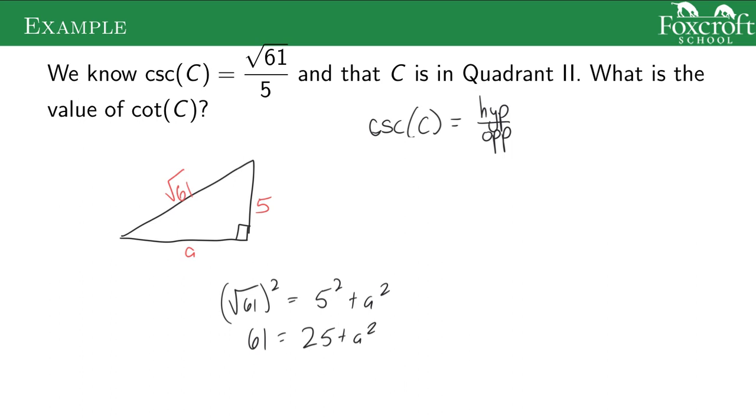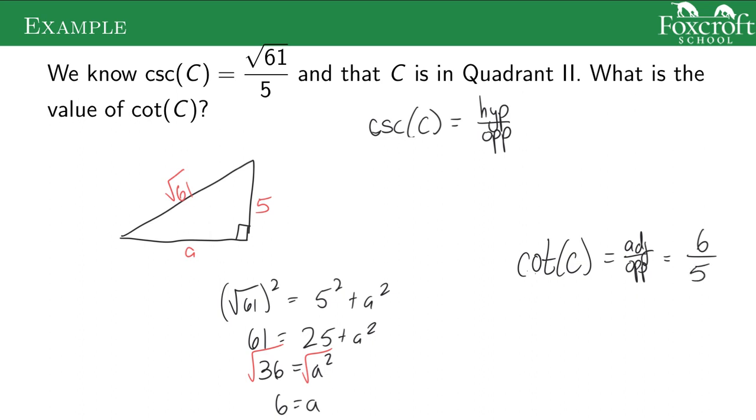Subtract 25 from both sides. 61 minus 25 is 36. Taking square roots, A equals 6. So now I can figure out the cotangent of my angle. Again, cotangent is related to tangent. Tangent's opposite over adjacent, so this is going to be adjacent over opposite. The adjacent side is 6. The opposite side is 5.